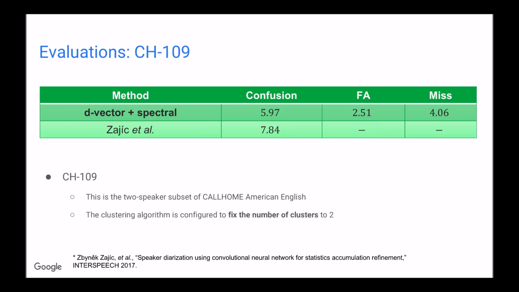Here is our performance on this CH109 subset of CALLHOME American English. We tried to align our evaluation with this paper and got a confusion of 5.97 compared with their 7.84. For this evaluation, the number of clusters is fixed to be 2.